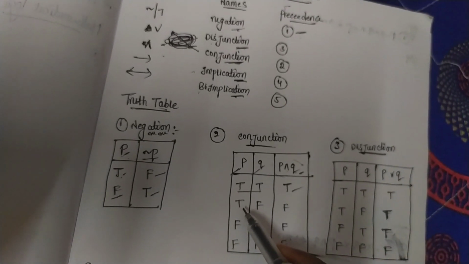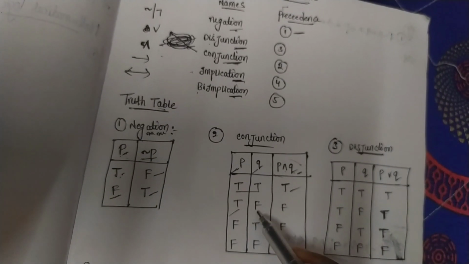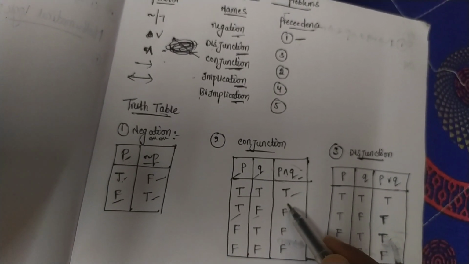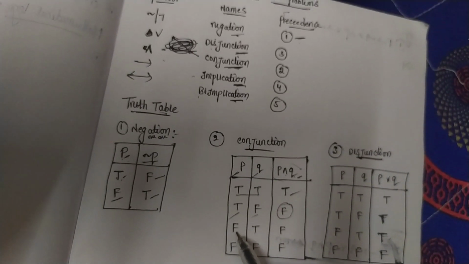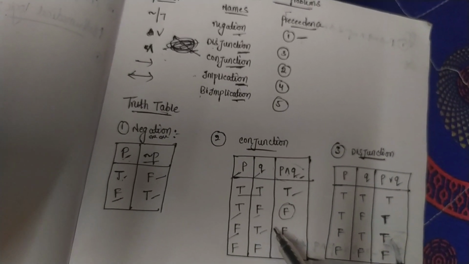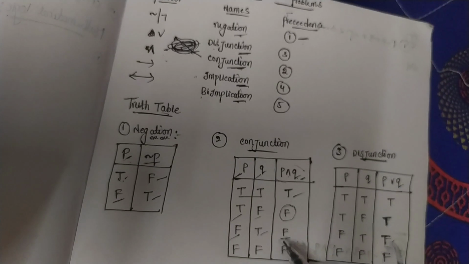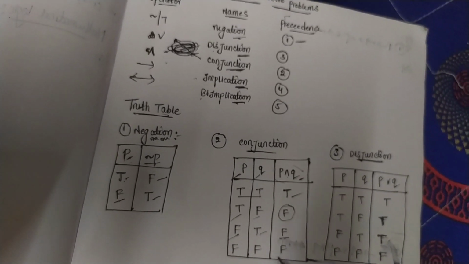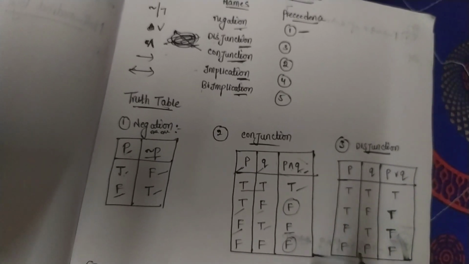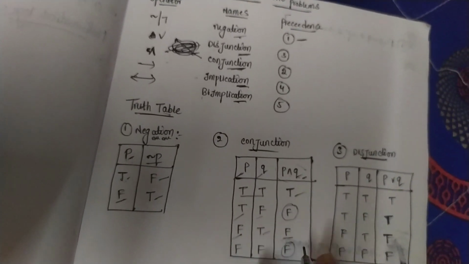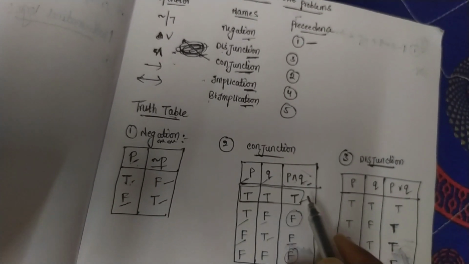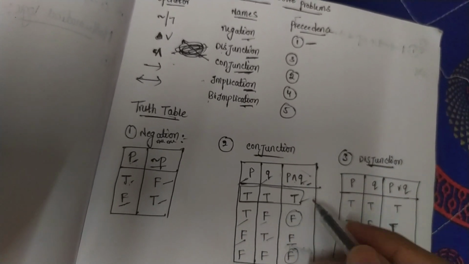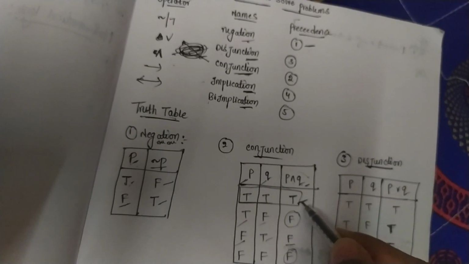If one statement is true and one statement is false, the whole statement is false only. Here, if the first P statement is false and the Q statement is true, the whole statement is also false only. And when both statements are false, the whole statement is also false. To remember this conjunction truth table, the main thing is: if both statements are true, then the whole statement is true only.